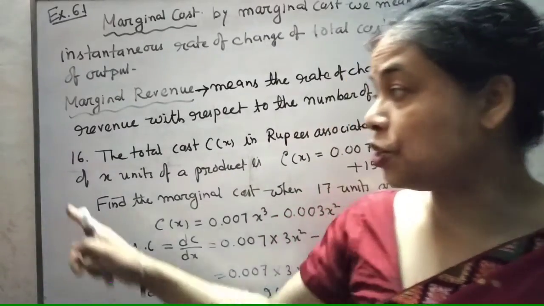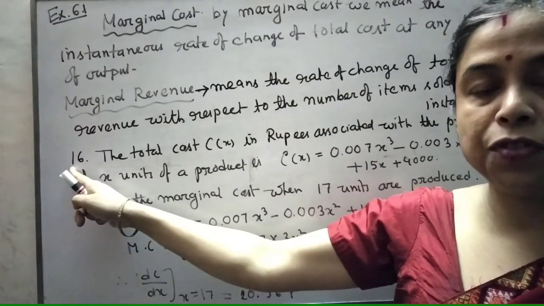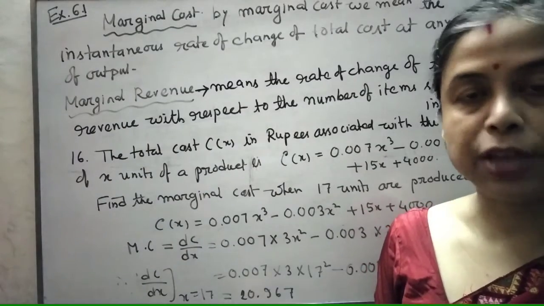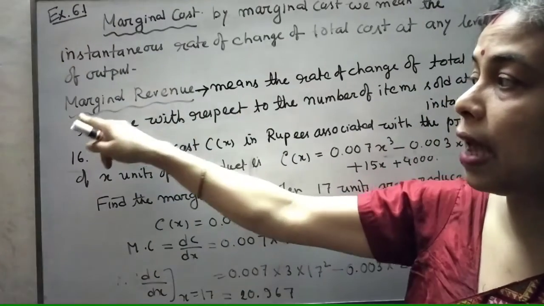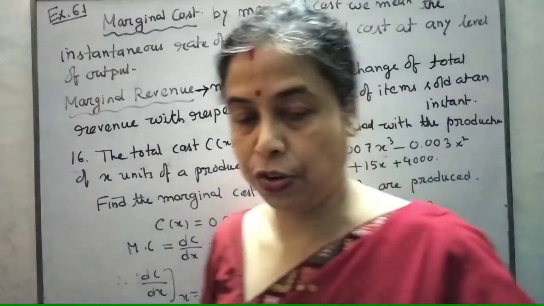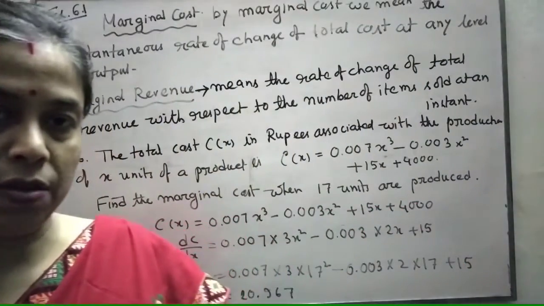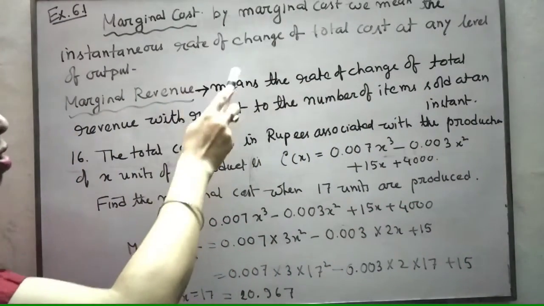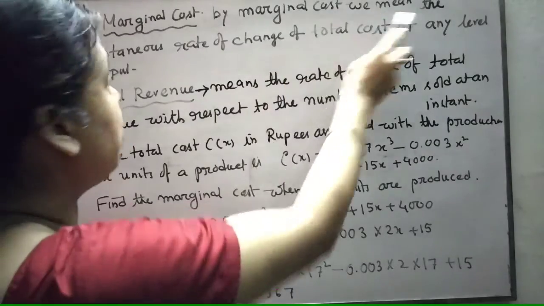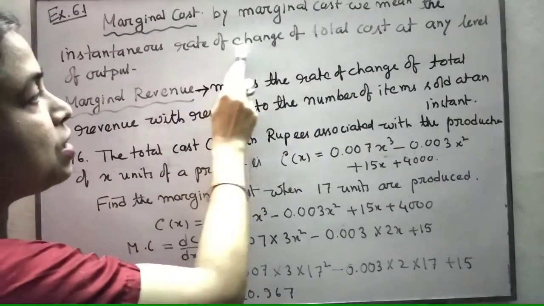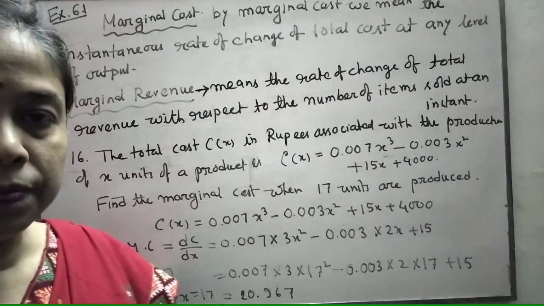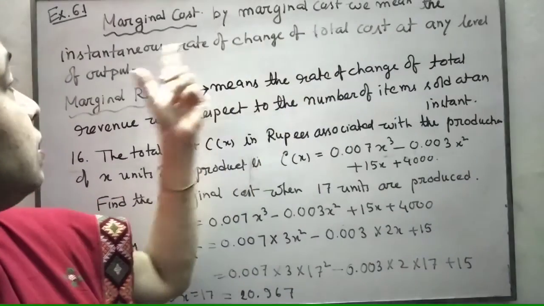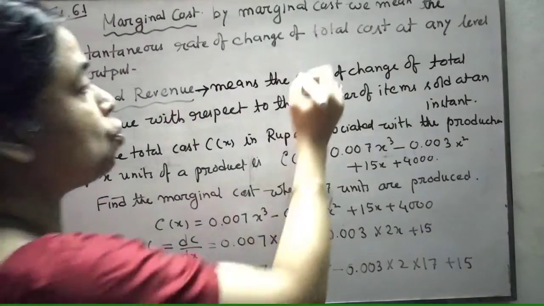For the solution of question number 16, you have to know two terms. Actually, they are related with economics. First, the marginal cost, and secondly, marginal revenue. We just need the definition. So what is marginal cost? By marginal cost, we mean the instantaneous rate of change of total cost at any level of output. That means the instantaneous rate of change of total cost.